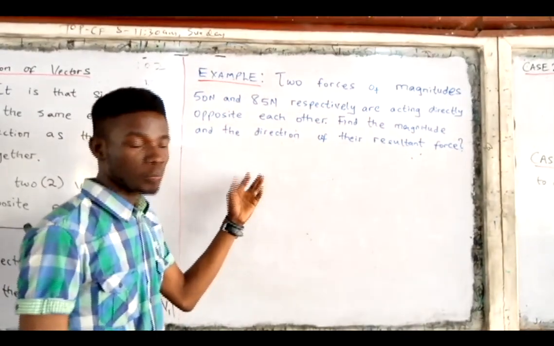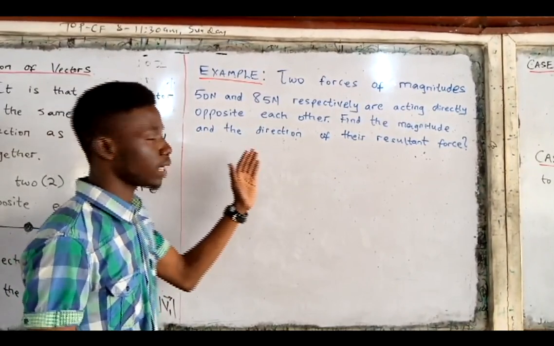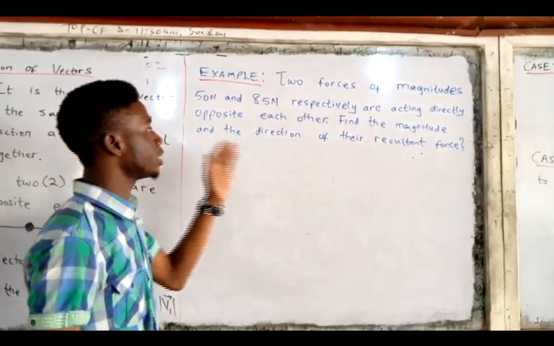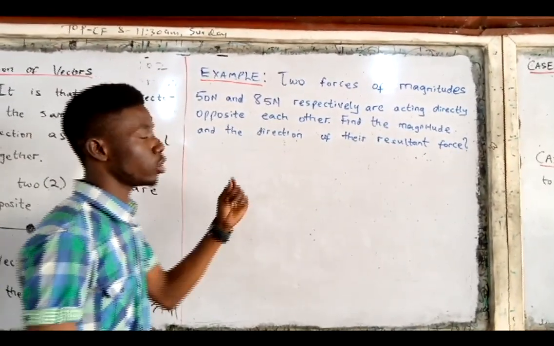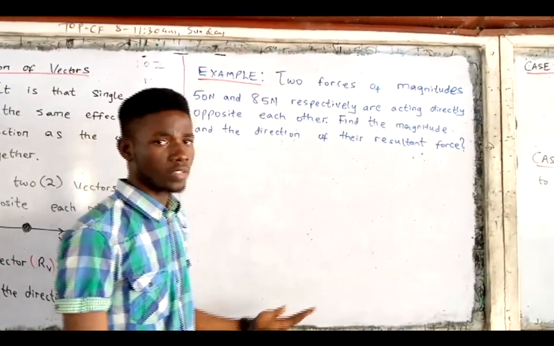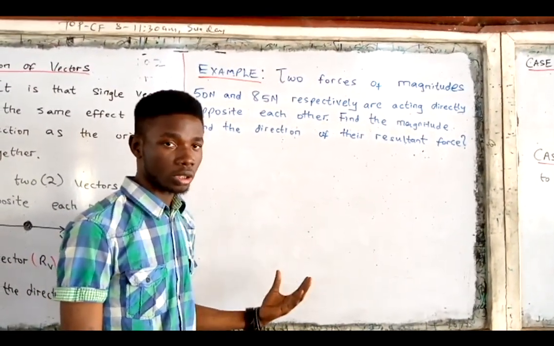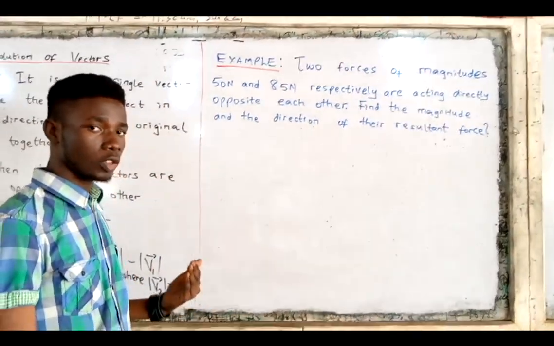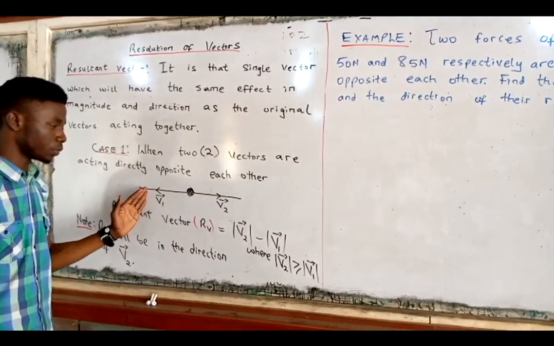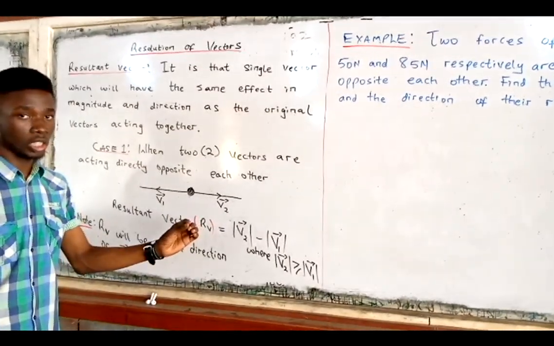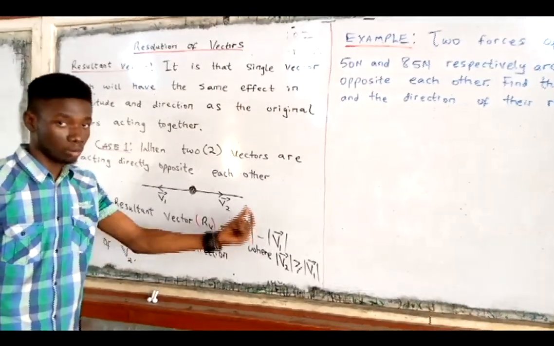Let's take an example. Two forces of magnitudes 50 Newton and 85 Newton respectively are acting directly opposite each other. Find the magnitude and the direction of their resultant force. This is a very simple example. It is just like the case 1 that we just discussed. Let's take a view at what we discussed in case 1. If we have vectors v1 and v2 acting directly opposite each other, the resultant force will just be the magnitude of v2 minus the magnitude of v1.